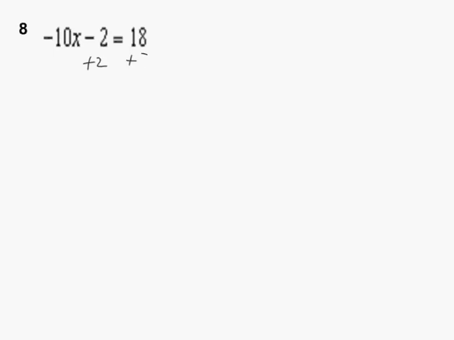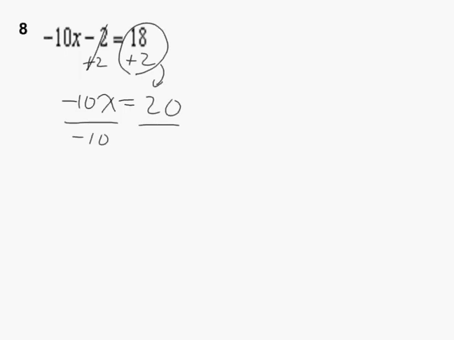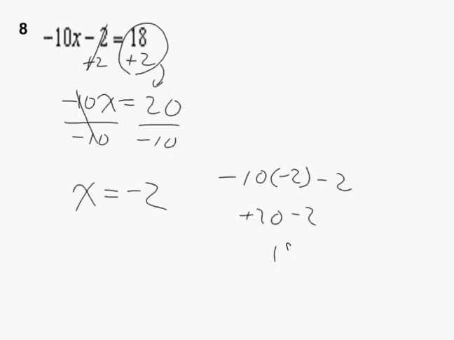The opposite would be to add 2 to both sides. I get negative 10x equals 18, and 2 would make 20, a positive 20. Divide both sides by negative 10. And I've isolated the variable, and I found that its solution is negative 2. If I go back in and substitute that, negative 10 times negative 2 is positive 20, minus 2, which is 18.